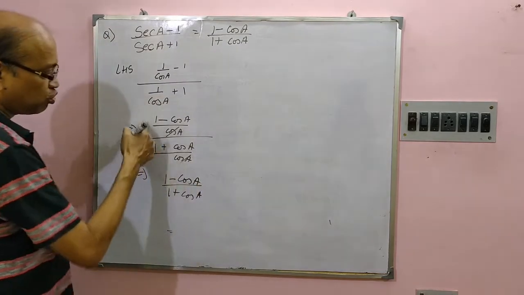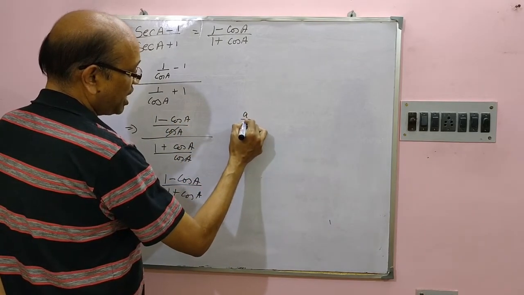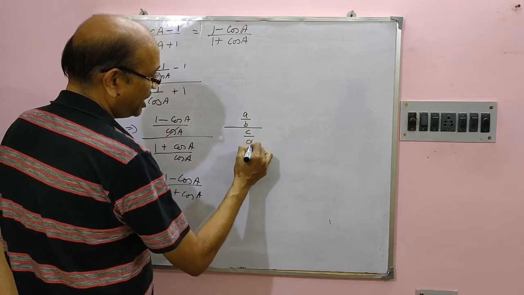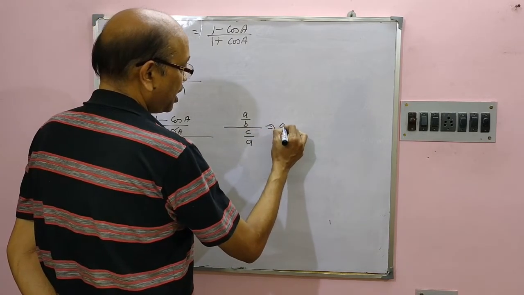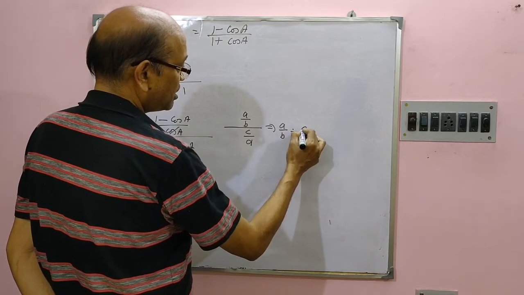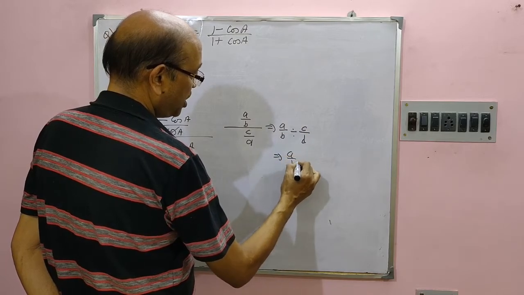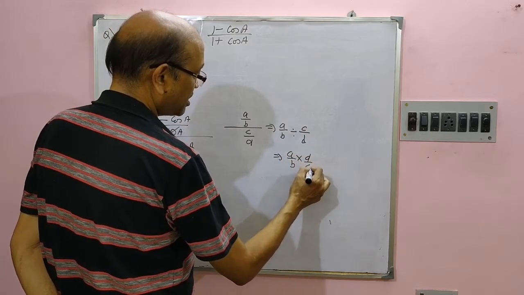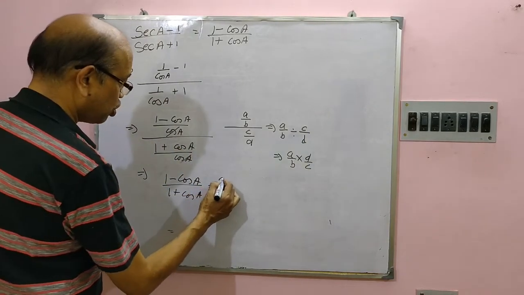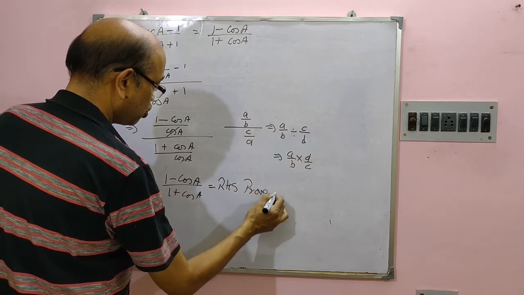Have you understood this numerical? Again what I said, A by B whole divided by C by D means A by B divided by C by D, which means A by B into D by C. This is what I have done. Clear? And this is equal to your RHS, which is proved.